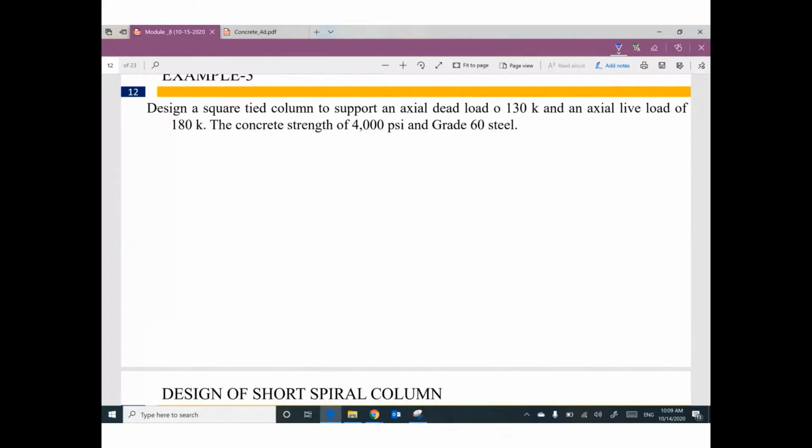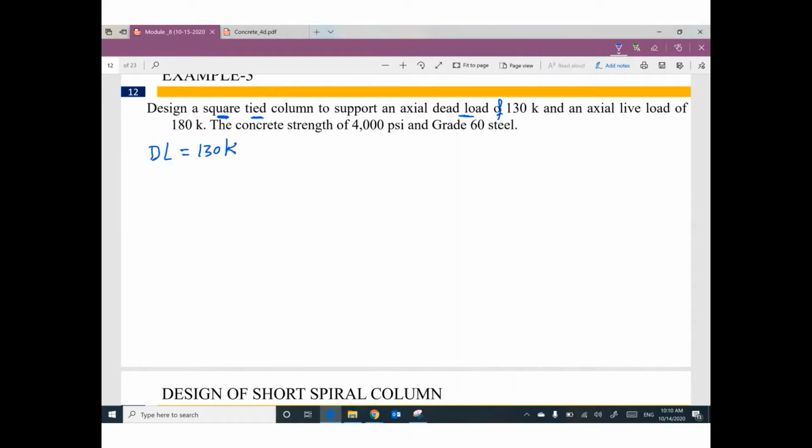Go ahead and read. We need to design a square tied column. So, two pieces of information right now: square and tied column, to support an axial dead load of 130 kips. So your dead load reaction equals 130 kips.